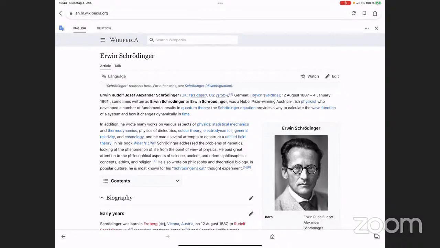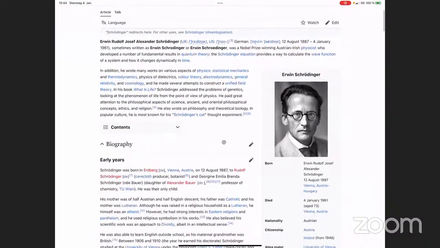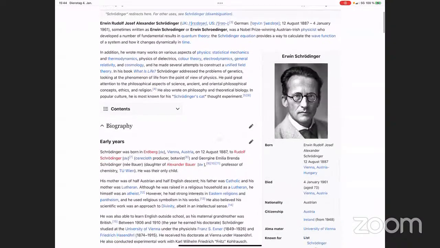He got the Nobel Prize too. Okay, he is Austrian and Irish. He sometimes lived in Ireland, but he is actually from Austria-Hungary, from Vienna, but he spent some time in Ireland, so he got the citizenship of Ireland too, which is Irish.